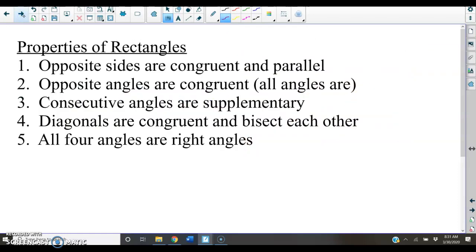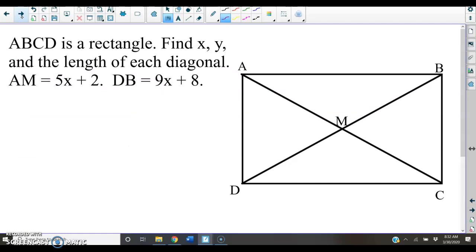So here's some properties of rectangles. You can pause this and write them down. Notice these first three are all from parallelograms. This is the definition for a rectangle, a quadrilateral with 4 right angles. And here's the last one we looked at. Diagonals are congruent and bisect each other.